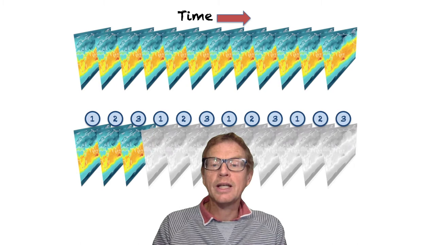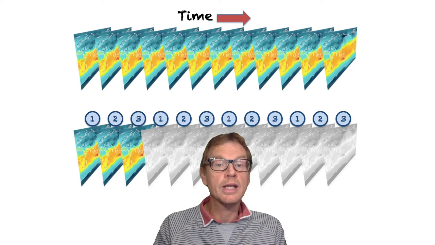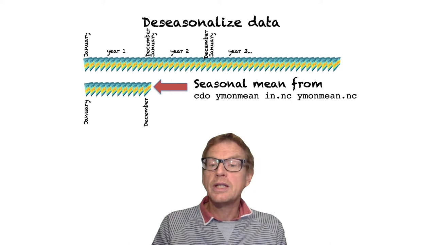So we have 1, 2, 3, 1, 2, 3, 1, 2, 3. So you can see straight away that this is going to be very useful to de-seasonalize data sets. If we actually have a first data set which has multiple years, we can imagine monthly data here.